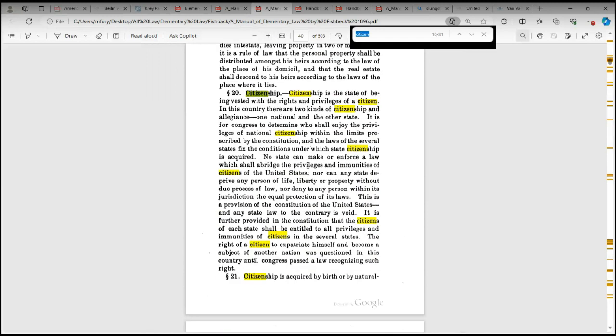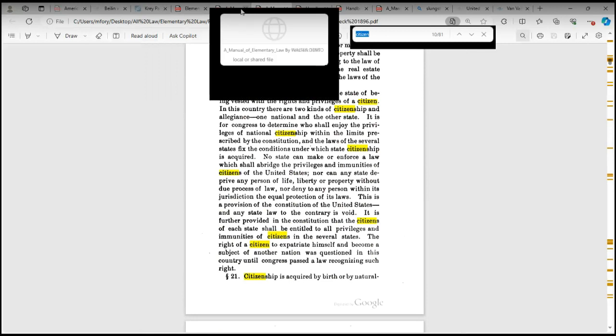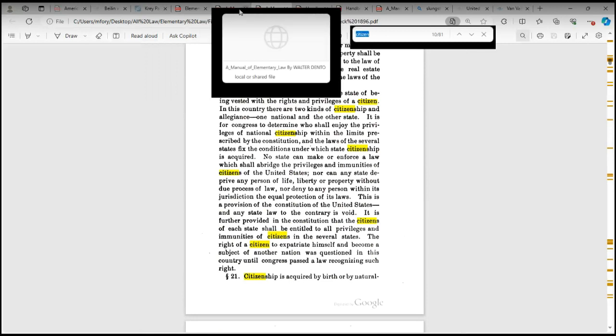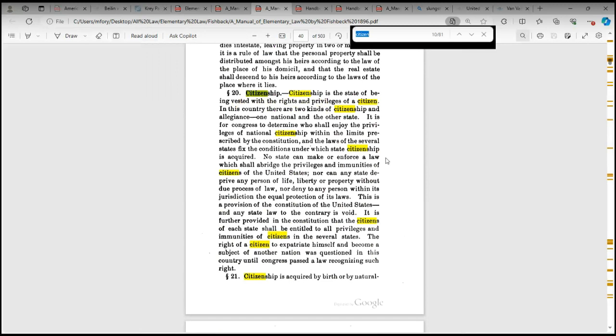So section 20. Citizenship is the state of being vested with the rights and privileges of the citizen. This book, I think, is 1896. So I have two of them from 1896 by two different authors. In this country, there are two kinds of citizenship and allegiance, one national and the other state. It is for Congress to determine who shall enjoy the privileges of national citizenship within the limits prescribed by the Constitution, and the laws of the several states fix the conditions under which state citizenship is acquired.